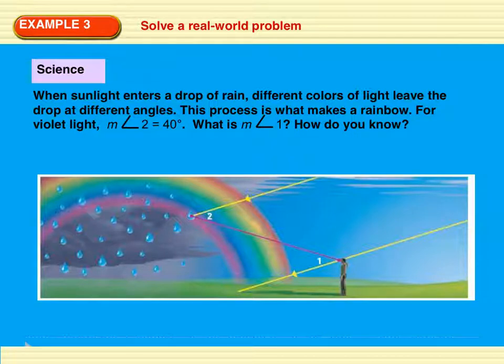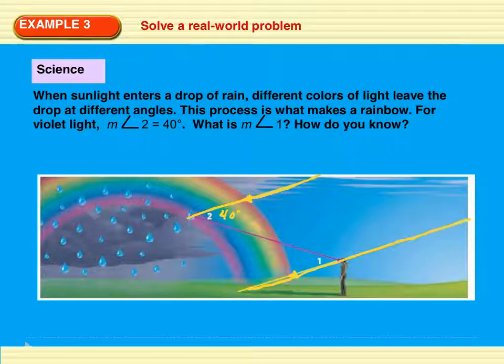For violet light, the measure of angle 2 is equal to 40 degrees. So the light is coming down, it hits this water droplet, and then it's going to come back at an angle of 40 degrees. What is the measure of angle 1? And how do you know? One thing they're showing us is that the light is hitting this person right in the back of the head. It is parallel. All light coming down to Earth will always be parallel. It's just coming down like that. So we know those are parallel lines.